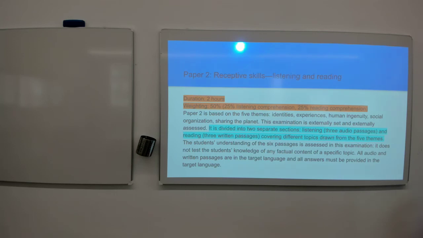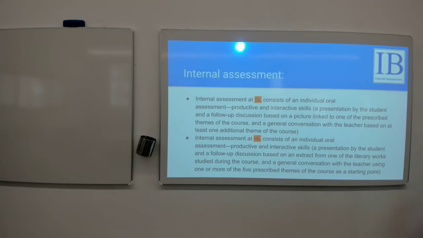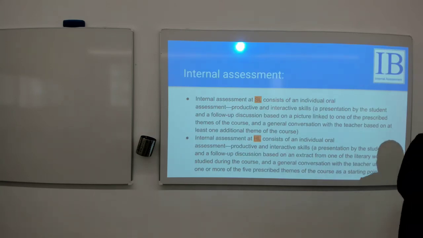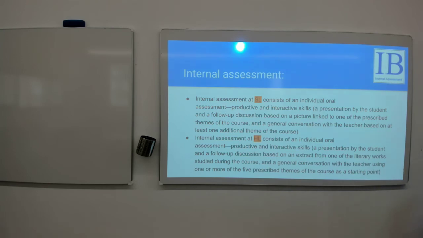In assessment, the difference is just the literature part, because HL students have to study two literary works. The internal assessment in the Language B Arabic course consists of an individual oral assessment, productive and interactive skills: a presentation by the students and follow-up discussion based on a picture linked to one of the prescribed themes of the course, and a general conversation with the teacher based on at least one additional theme of the course.